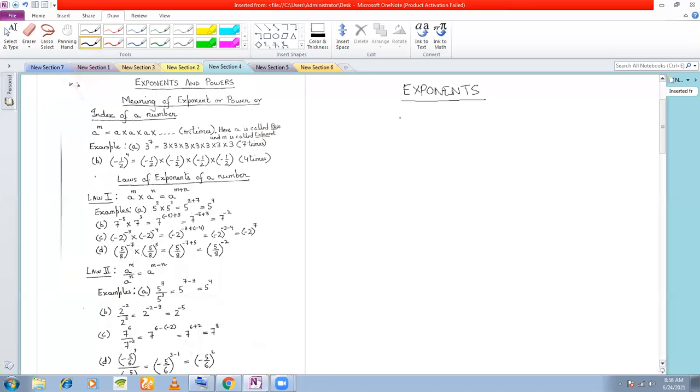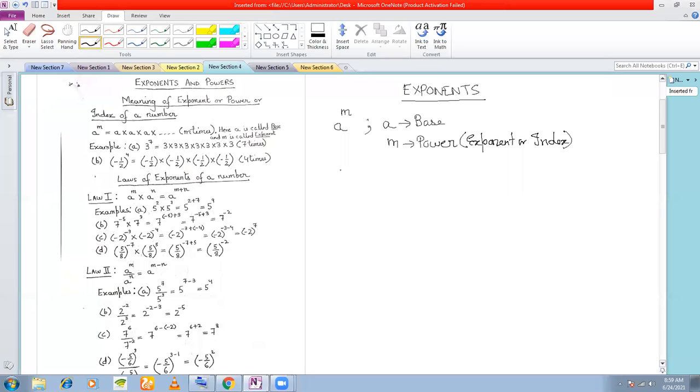Question is, what is an exponent of a number? Suppose I have a number a to the power of m. Here we call a the base of the number, and we call m the power or the exponent, also called the index. So m is called the exponent or power or index.